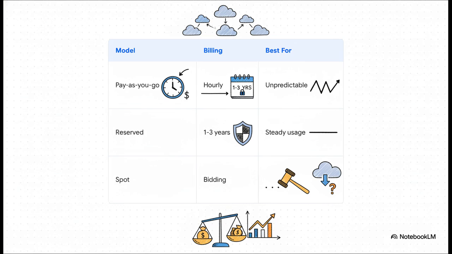And finally, if you have flexible workloads that can tolerate being interrupted, you can literally bid on spot instances. These are unused cloud resources available at incredibly low rates. The only catch is the provider can reclaim them if the market price exceeds your bid. Understanding these trade-offs is exactly where true cost savings happen.